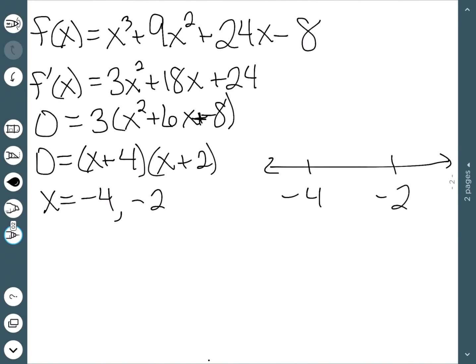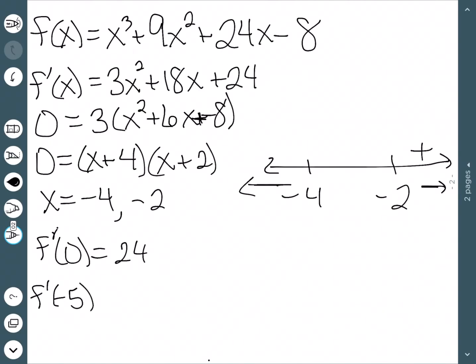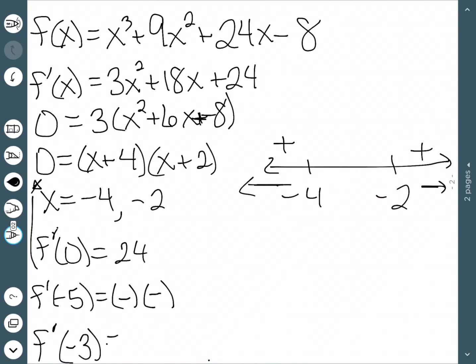Now let's consider whether our first derivative is positive or negative. To the right is a number like 0, and f prime of 0 is going to be positive 24, so that's positive. To the left is negative 5, and it might be easier to think of our derivative now in terms of our factored form. Negative 5 plus 4 is negative, and negative 5 plus 2 is negative, and negative times negative is positive. A number in the middle, like negative 3: negative 3 plus 4 is positive, and negative 3 plus 2 is negative, so we have negative.